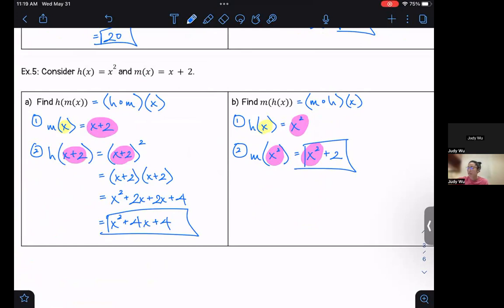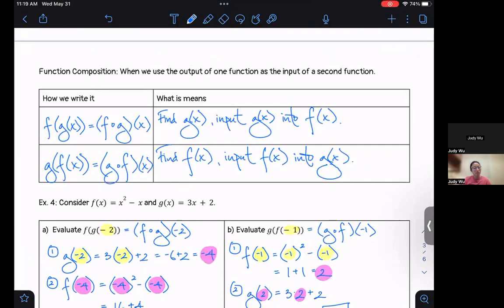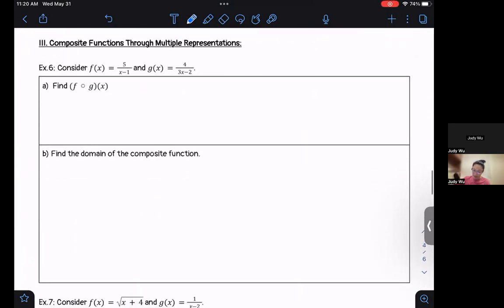Okay? So taking some time to work with things with the numbers and the algebra and the notation, that's really what we were looking at right here, right? Learning this new notation. How do we do it with numbers and how do we do it with equations? All right, so let's move on to composite functions that we can work with in multiple representations, okay? So we're going to focus first on the algebra piece here, and we're also going to start to talk about how do we find the domain of the composite function, okay?